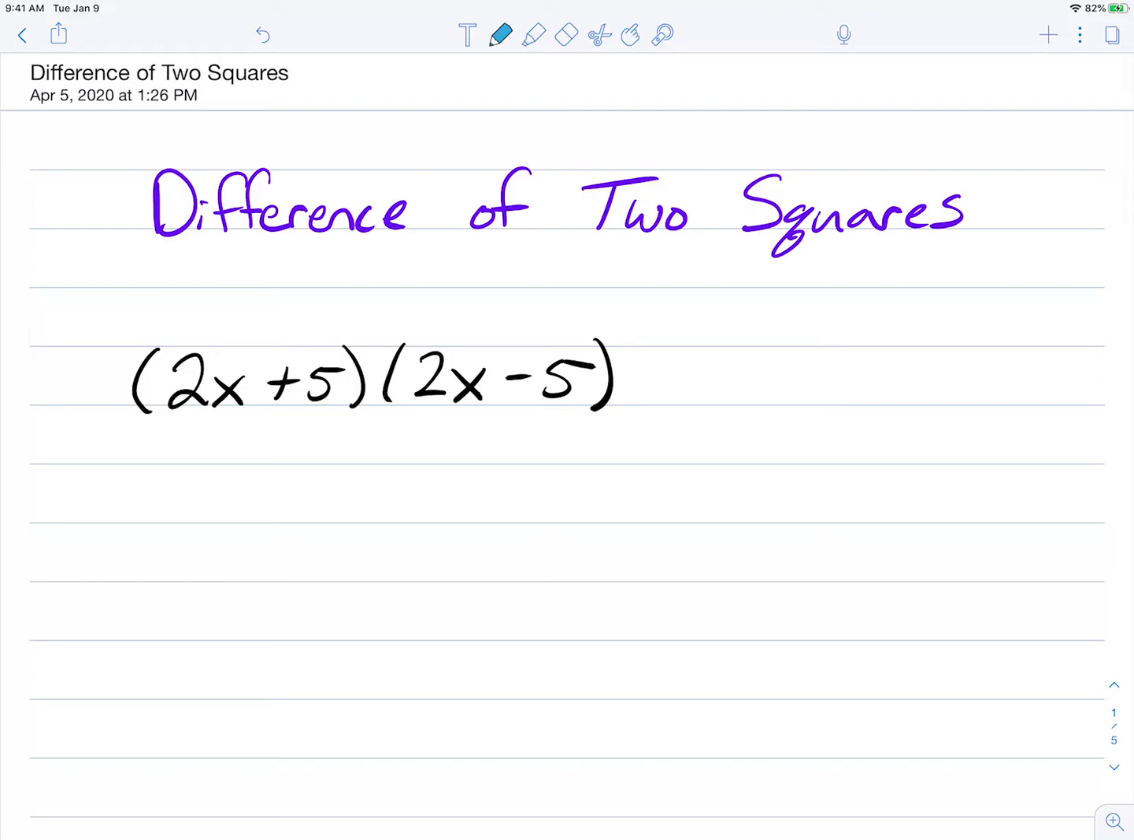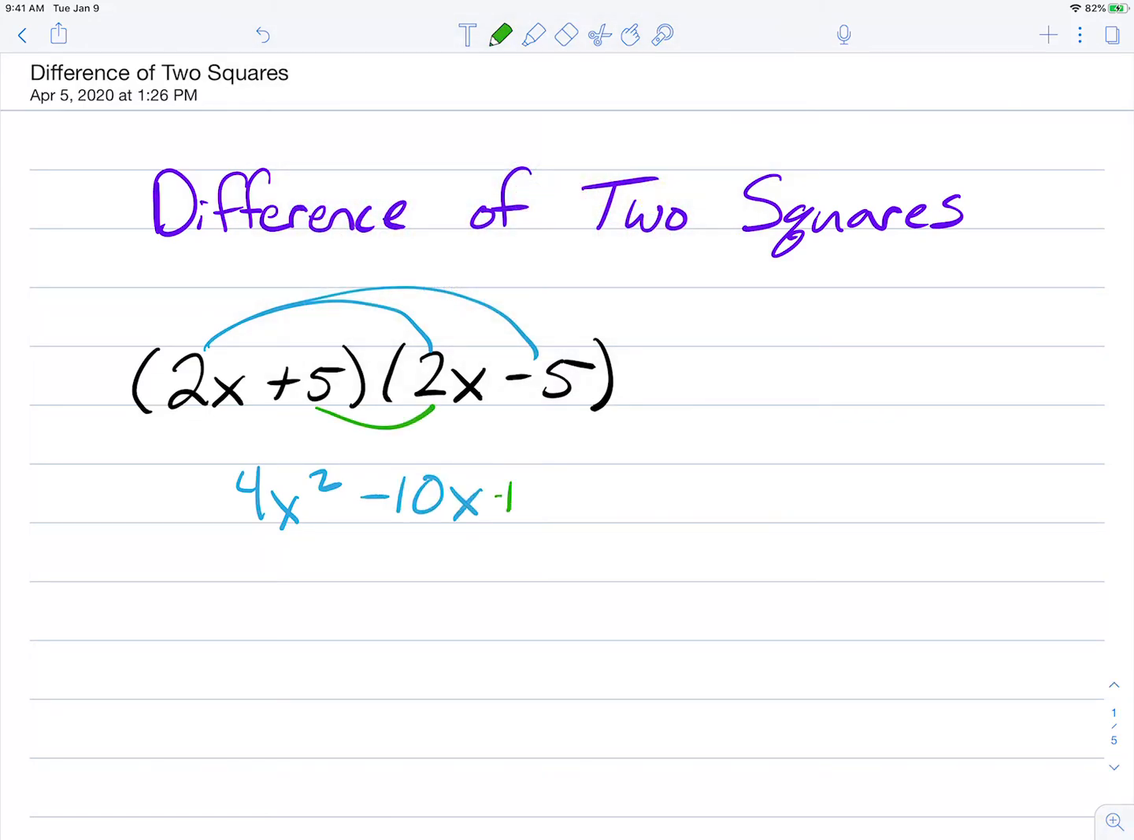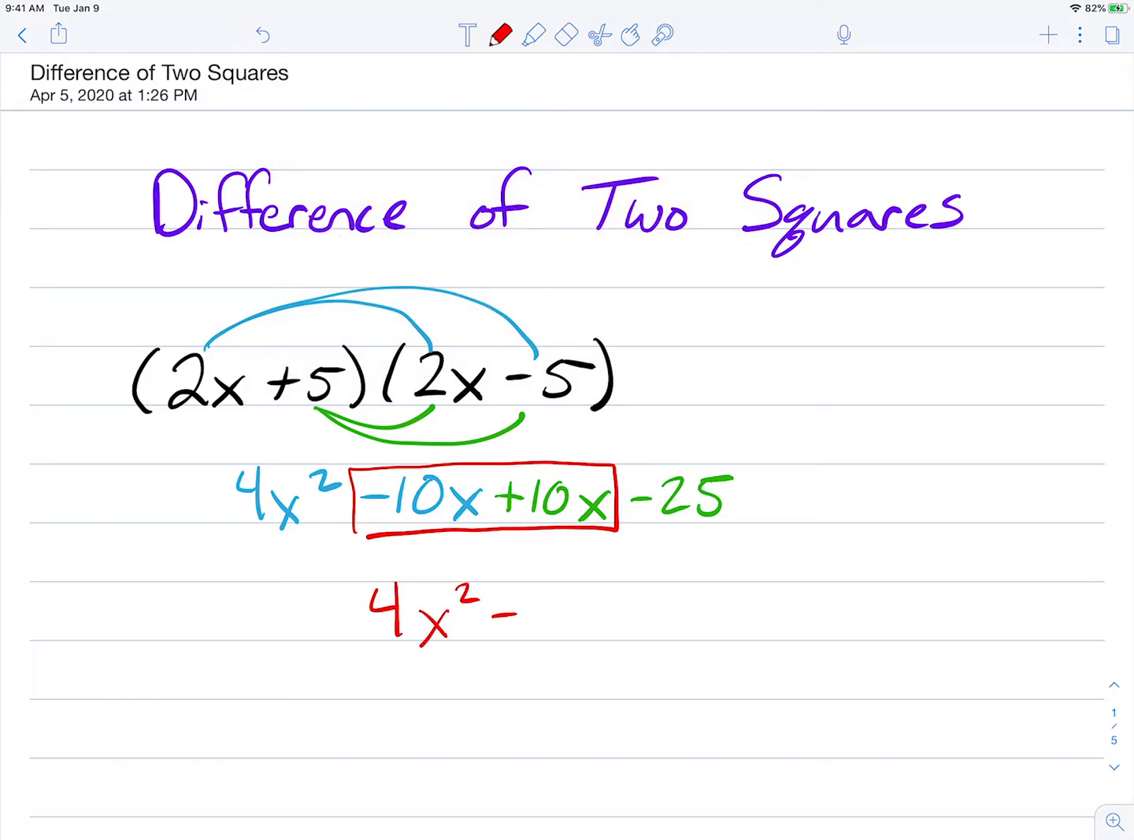Now when we distributed these, we would get a 4x squared, a negative 10x, then a positive 10x, and a negative 25. Now what happened with the middle terms is they added to 0, so we only ended up with two terms. These are the type of problems we're going to be dealing with today.